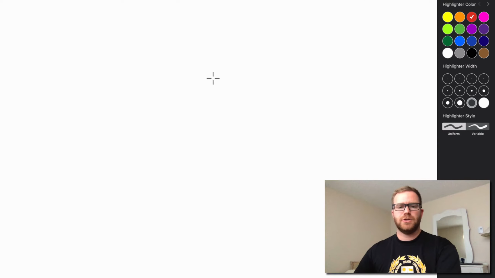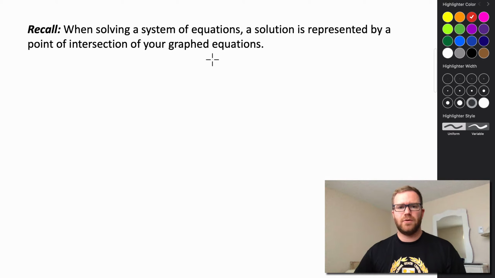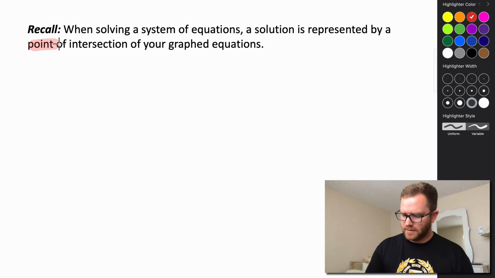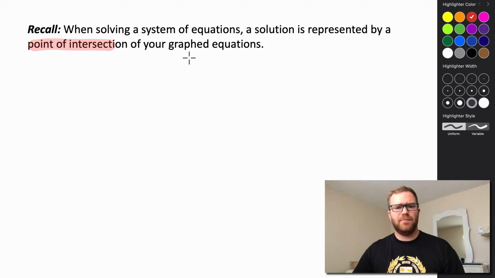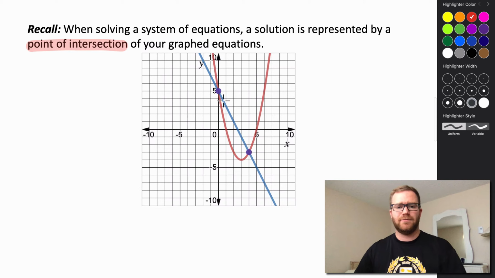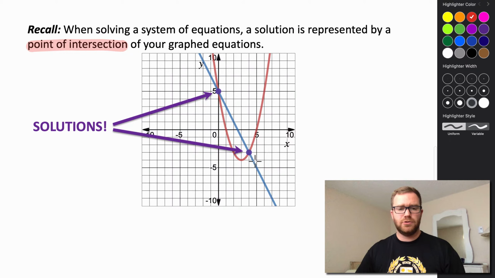So if you recall, when solving a system of equations, our solutions that we're looking for are represented by a point of intersection. So when you graph the two equations, you have something like this here. So we have this quadratic function and this linear function here. Our solutions are represented by these 2 points here that are the points of intersection. So those are our solutions. So let's go ahead and get into an example where we're given two functions and we want to try and find their solution using substitution.